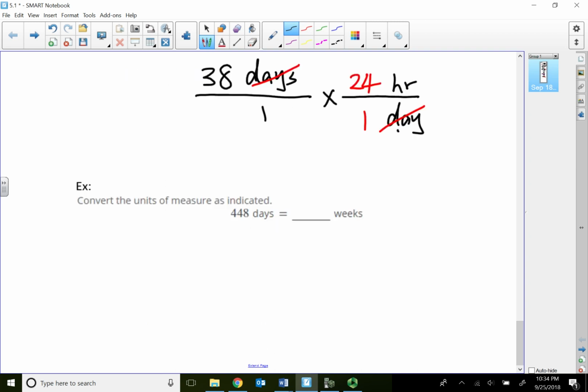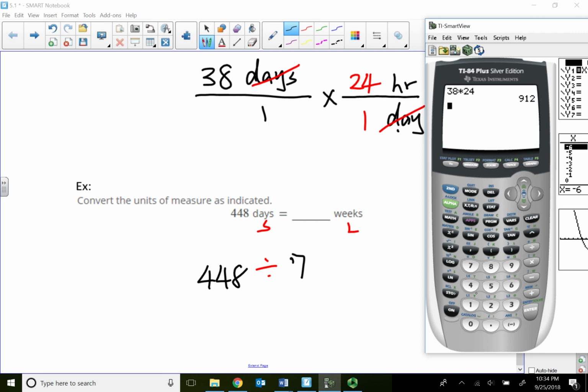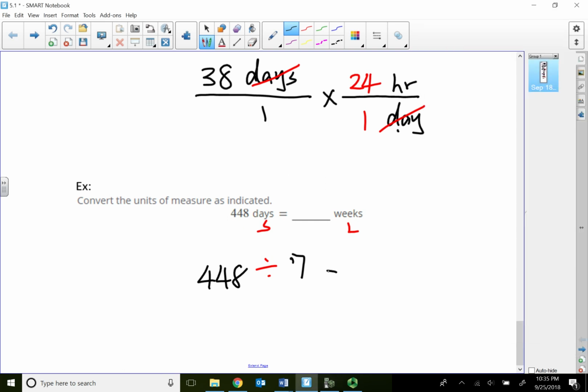All right, days to weeks. Days is smaller than week. So going from small to large, we will divide. And most of us know the conversion between week and day is 7, right? 1 week, 7 days. So I take my 448 divided by 7, and my answer is 64 weeks.